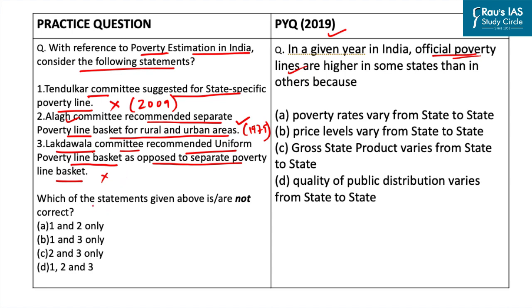Now, the question further says which of the statements given above is or are not correct. And as statements 1 and 3 are not correct, the correct answer for the given question will be option B.